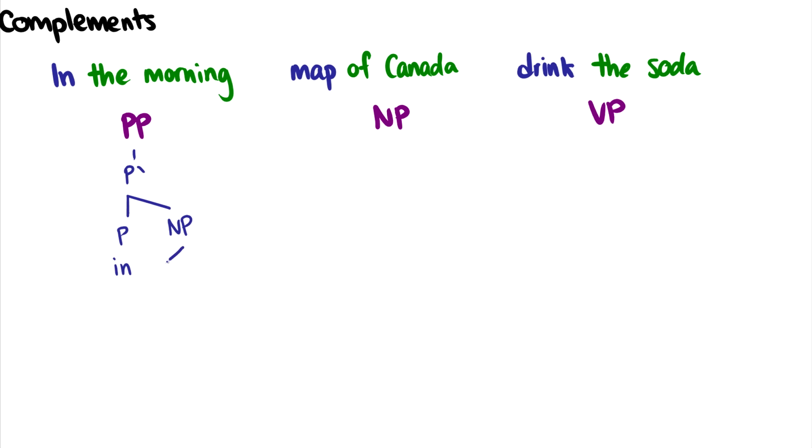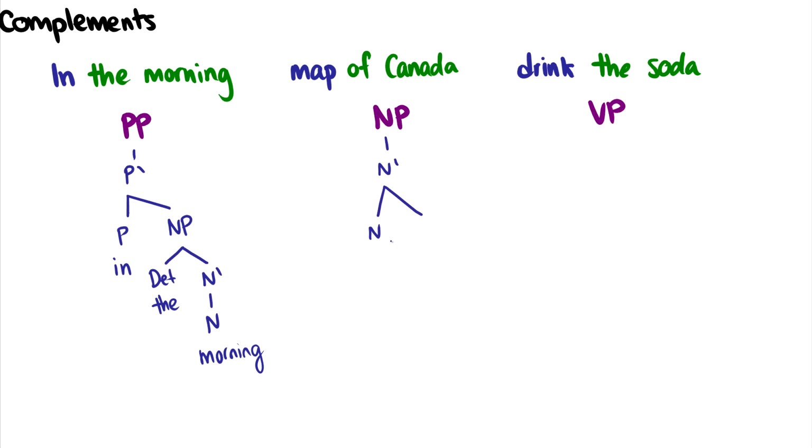Remember, the is a specifier. So the is going to be below the phrase and sister to a bar level. And then finally, morning is the head noun of the noun phrase. So in the morning. Okay. Map of Canada. So of Canada here is not an adjunct. It is a complement. So there's no specifier. So we don't need any sister to the bar.